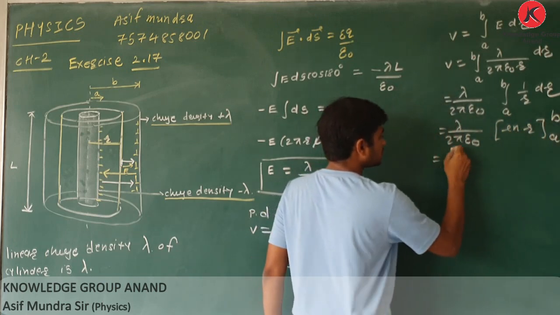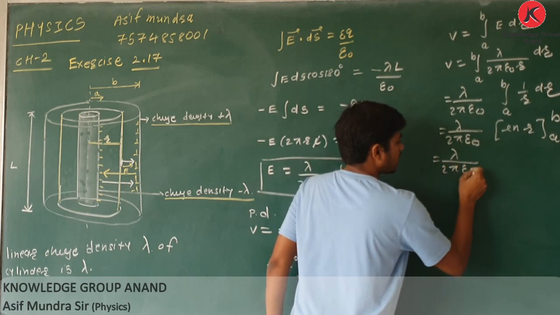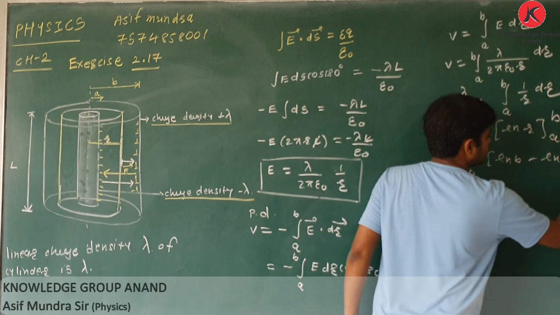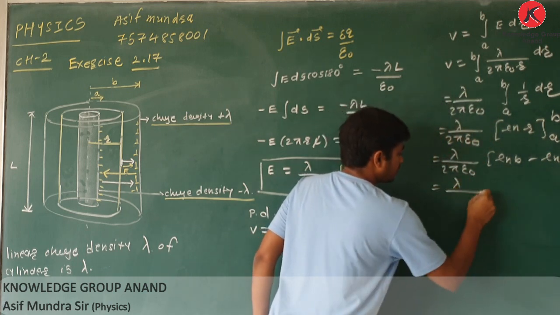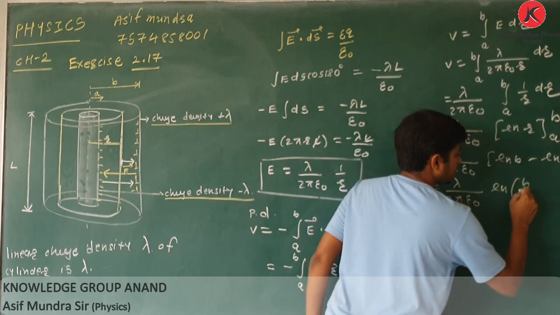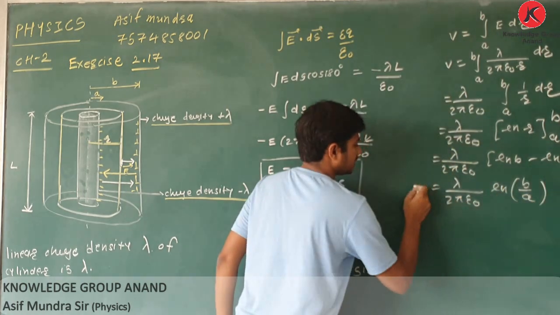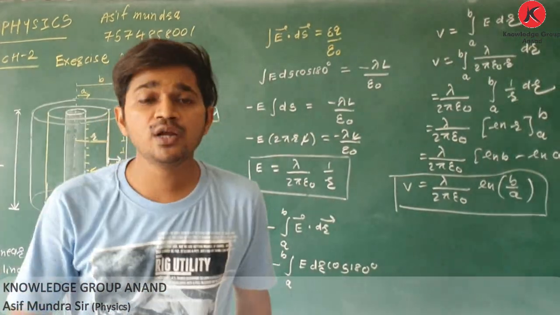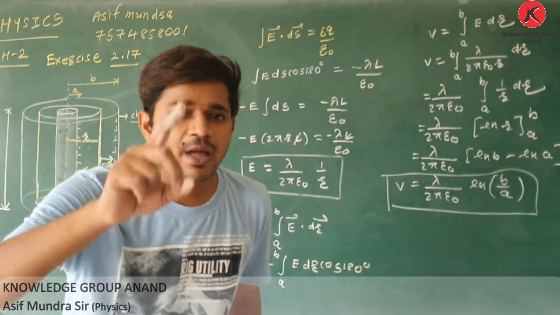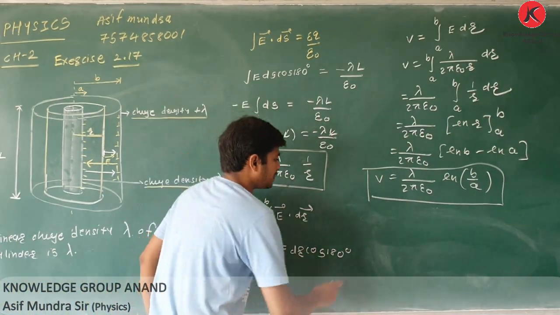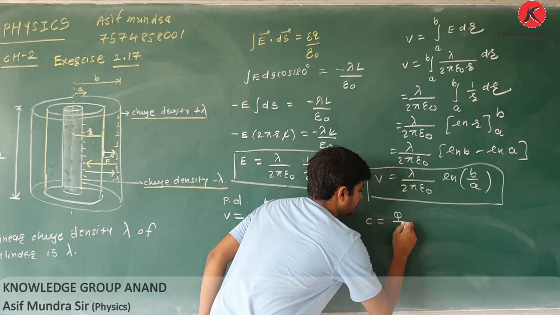So you can write this as lambda upon 2 pi epsilon 0 times (ln B minus ln A), or lambda upon 2 pi epsilon 0 ln B divided by A. This is the equation of potential difference. Now you have to find the capacitance. How to find capacitance? Capacitance C is equal to Q upon V.